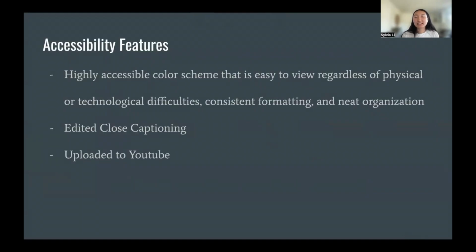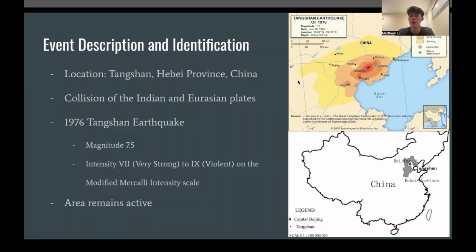And some accessibility features we have are highly accessible color schemes that are easy to view, edited closed captioning, and an upload to YouTube. The location is Tangshan, China, which is part of the Hebei province.